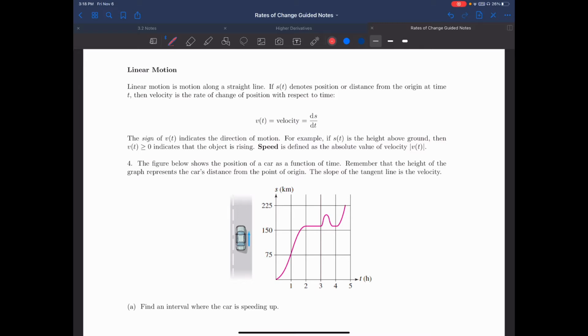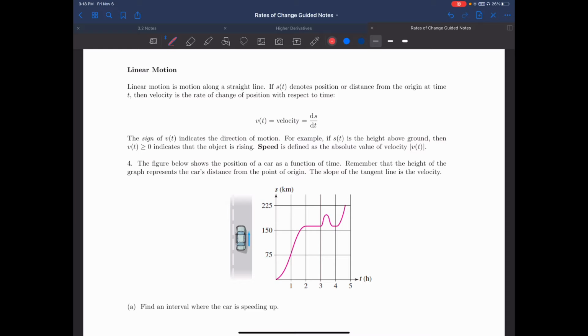So the sign indicates the direction of motion, so that we're talking about positive or negative. If s of t is the height above ground, then a positive v of t value indicates that the object is rising. Speed is the absolute value of velocity. So speed is not a negative number. That's why we take the absolute value of velocity.